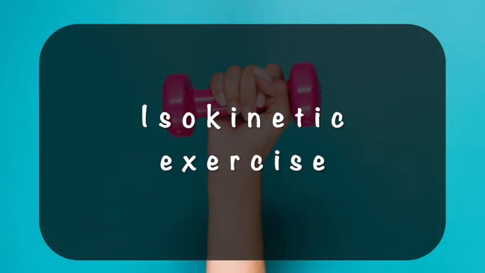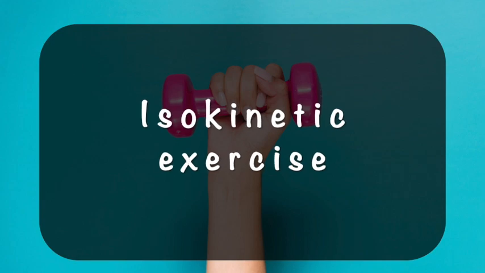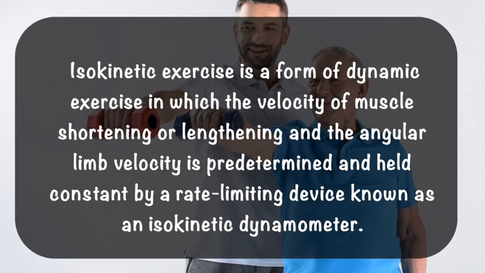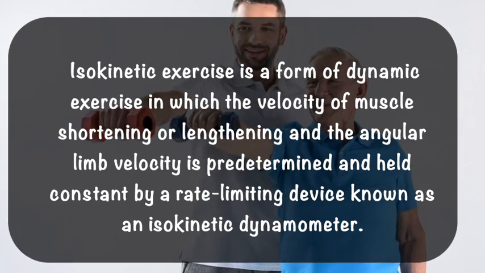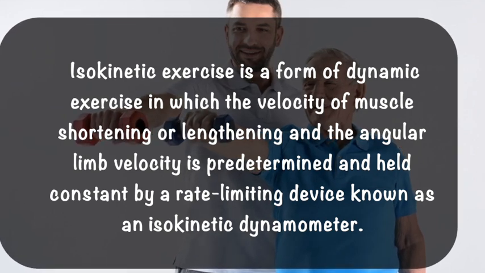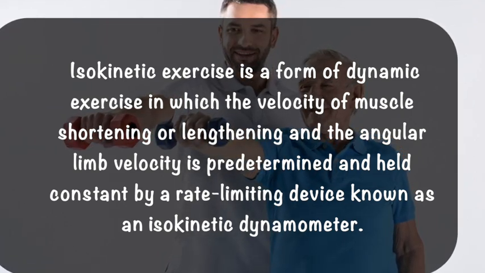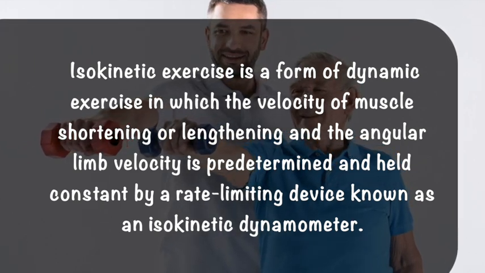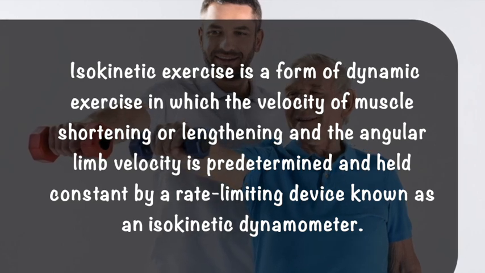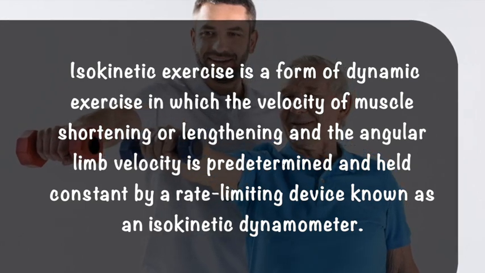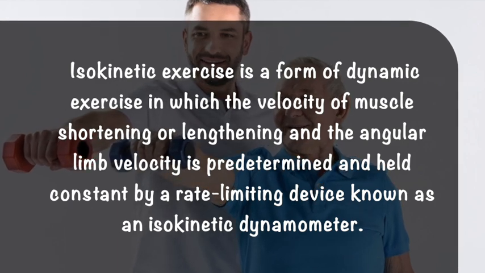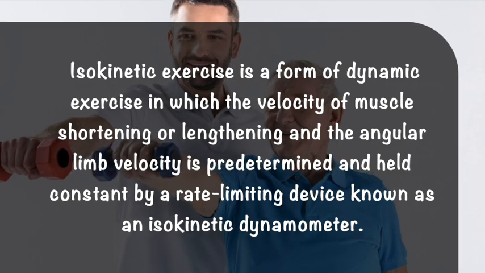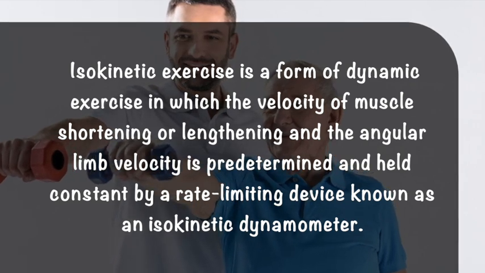Now let's talk about the isokinetic type of resisted exercise. The isokinetic exercise is a form of dynamic exercise in which the velocity of muscle shortening or lengthening and the angular limb velocity is predetermined and held constant by a rate limiting device which is known as an isokinetic dynamometer. So here, no matter how much force is applied, the speed and the range of movement is preset and it remains constant.